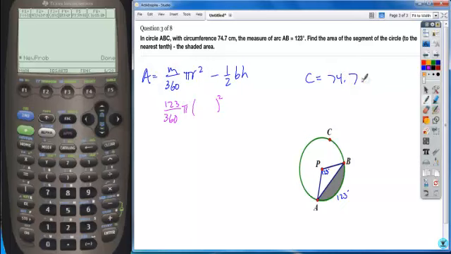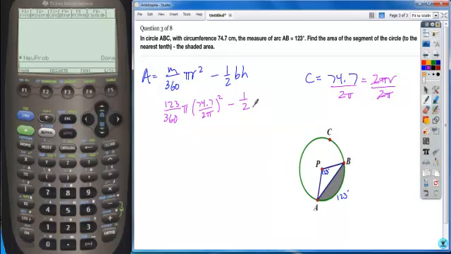Well, we can calculate r by using the circumference. The circumference in terms of r is 2 pi r. So if we divide by 2 pi here, we get our radius to be 74.7 over 2 pi. From here, we're going to subtract 1/2 the base times the height.